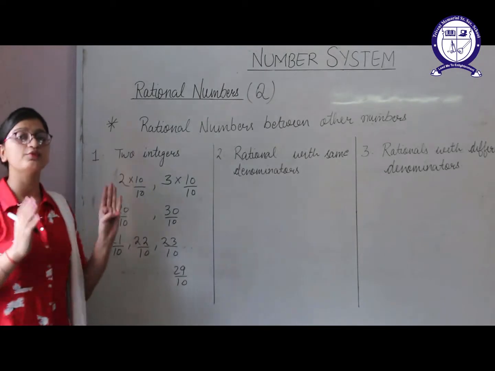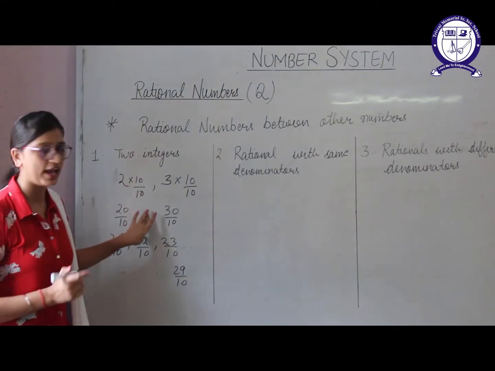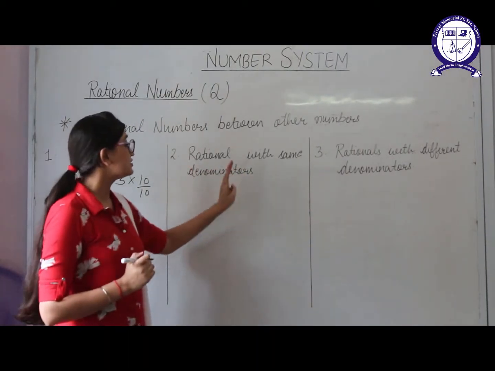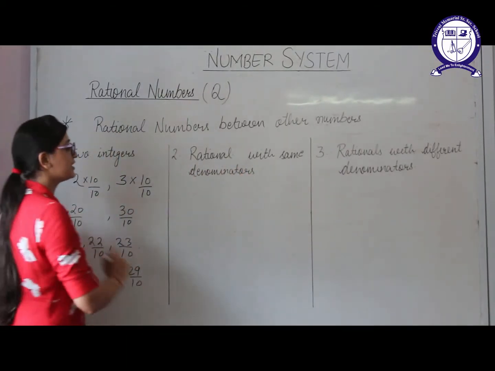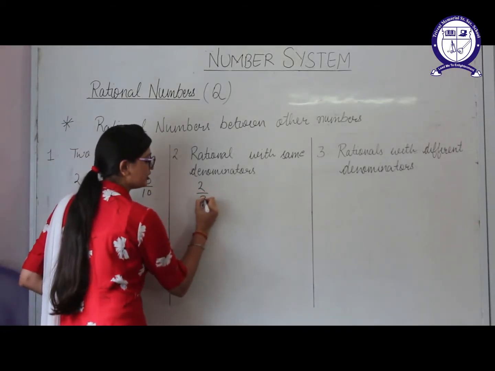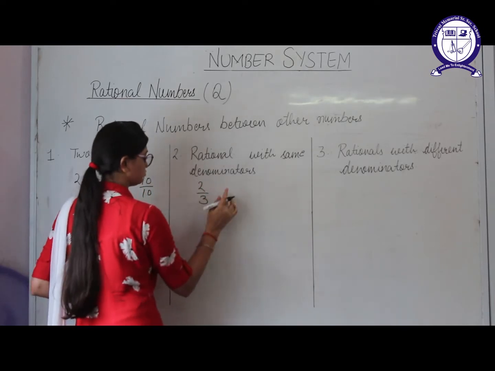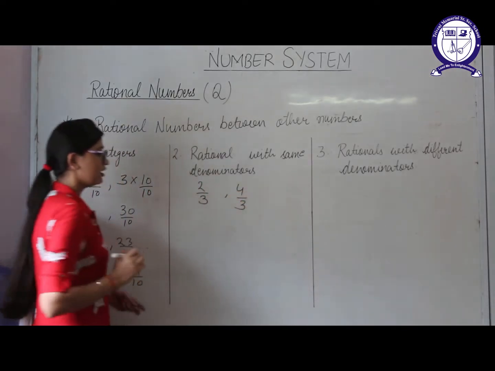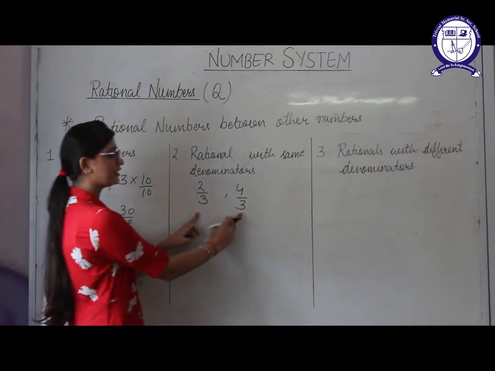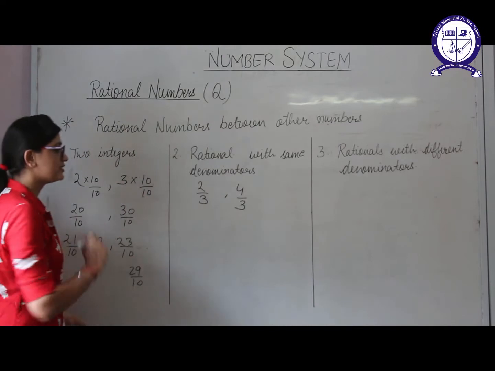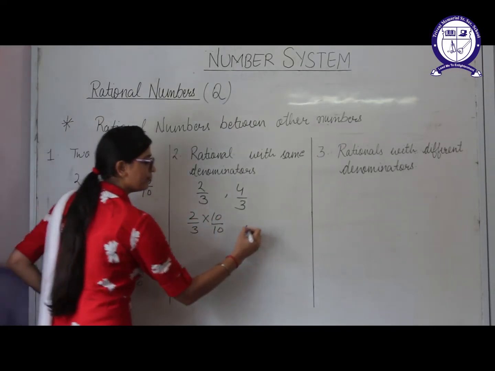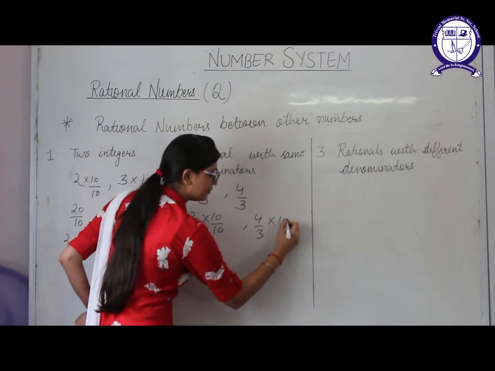So it's up to you what number you are going to multiply it by. Now the second form is rational numbers between same denominators. What it says is that if I have rational numbers with the same denominator, like 2 by 3 and 4 by 3, you can see this is the numerator and this is the denominator, and the denominators are the same. Then again the procedure is the same. You will multiply by 10, divide by 10, multiply by 10, divide by 10.